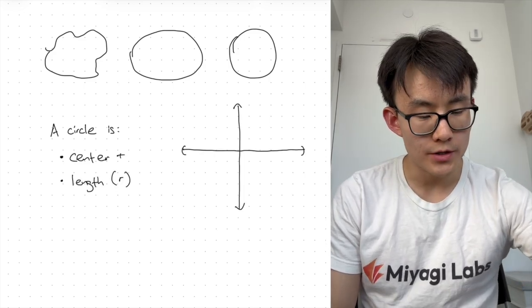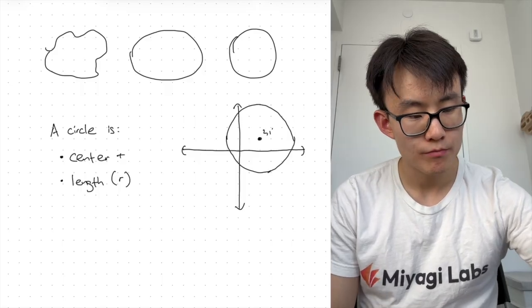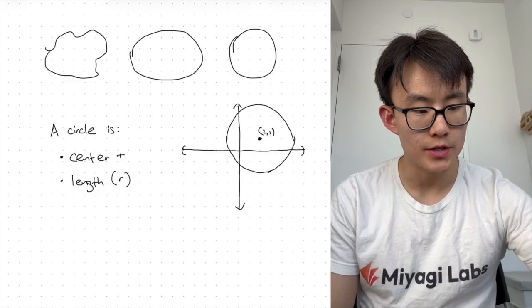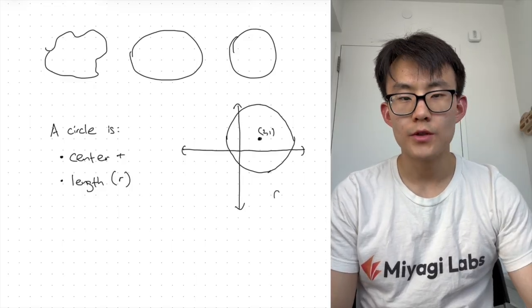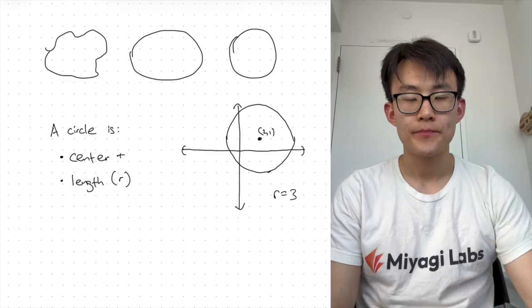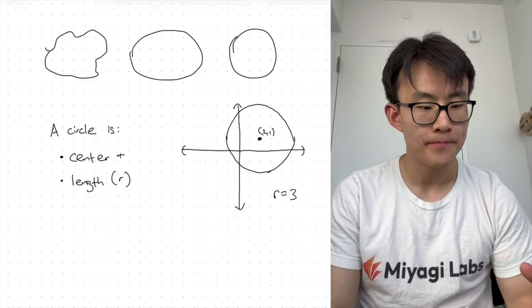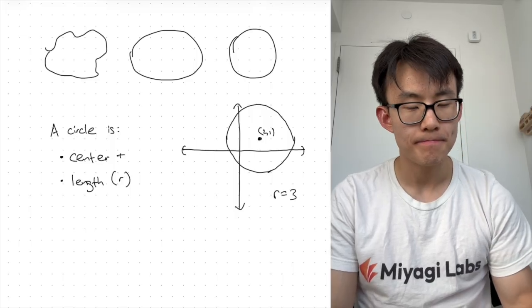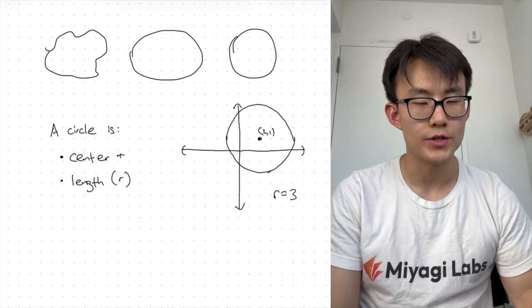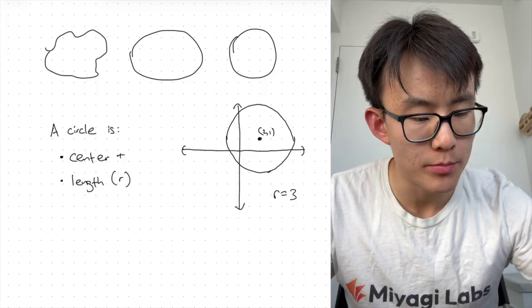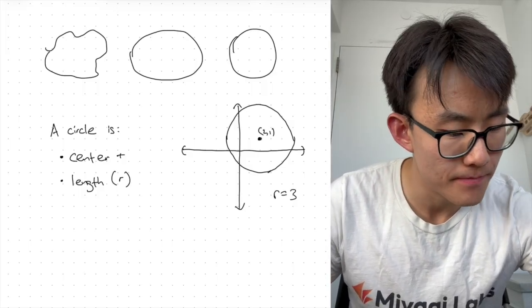So if we move that into the coordinate plane, this might be an example of a circle where the center is 2, 1, and the radius is 3. So again, this is very key. As long as I give you the center, 2, 1, and the radius, 3, you know exactly what circle I'm talking about.